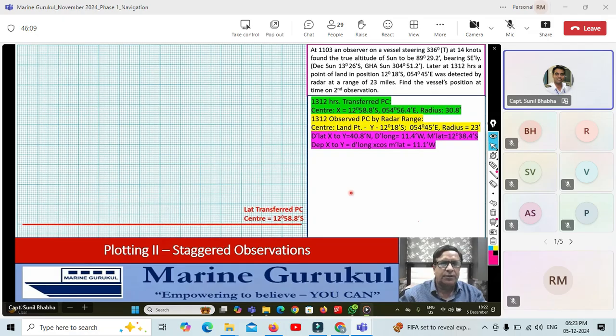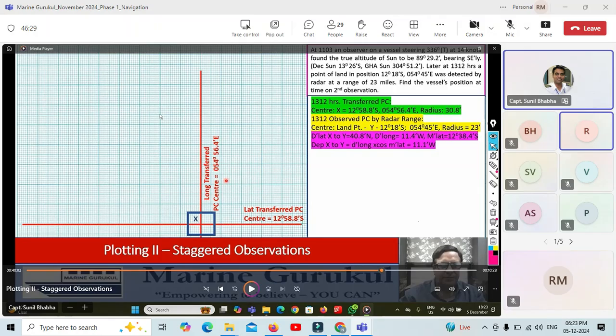First, we have this latitude of X, that is the center of the transferred position circle. We have the longitude of X. Obviously, this point is the point X. And what is point X? It is the center of the transferred PC. Up to here, any doubts, beta? No, sir.